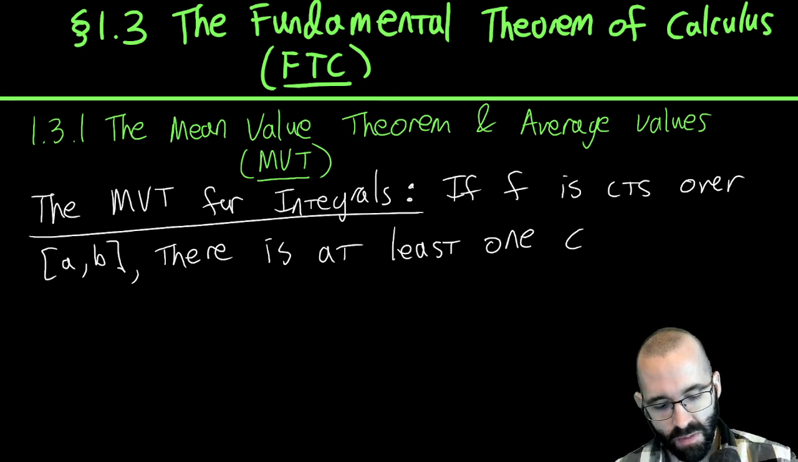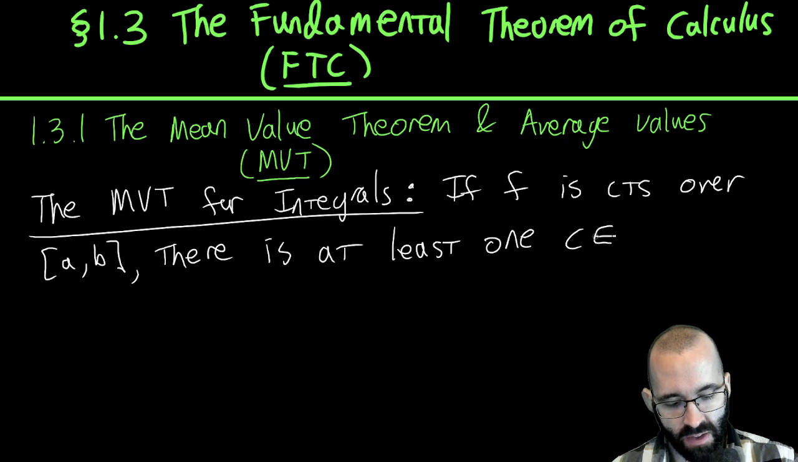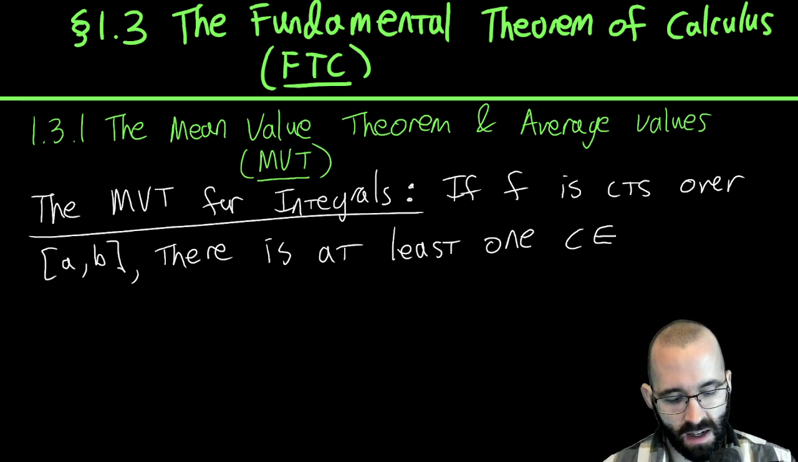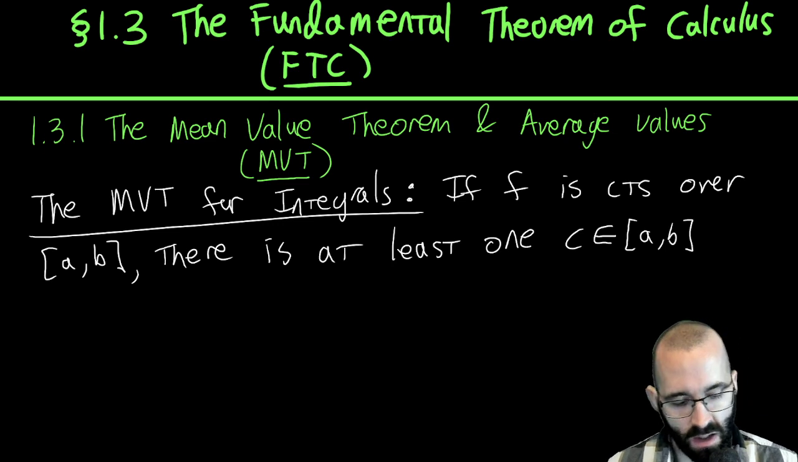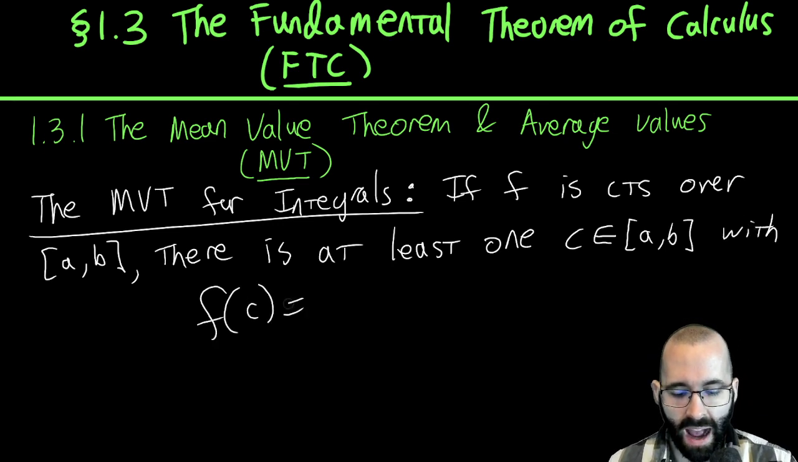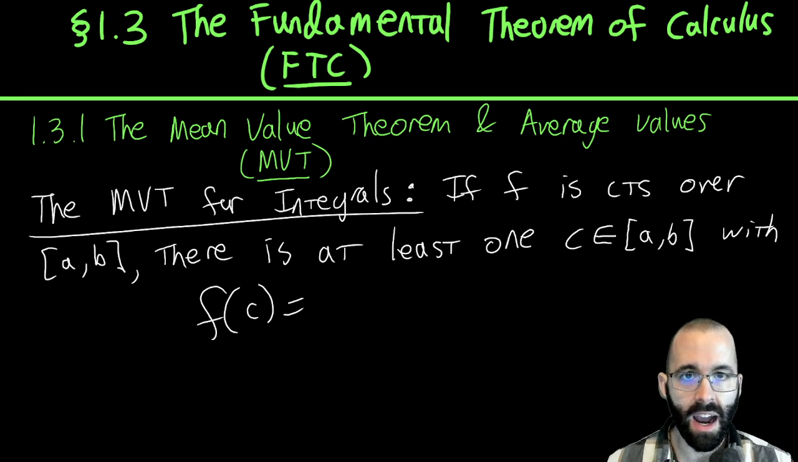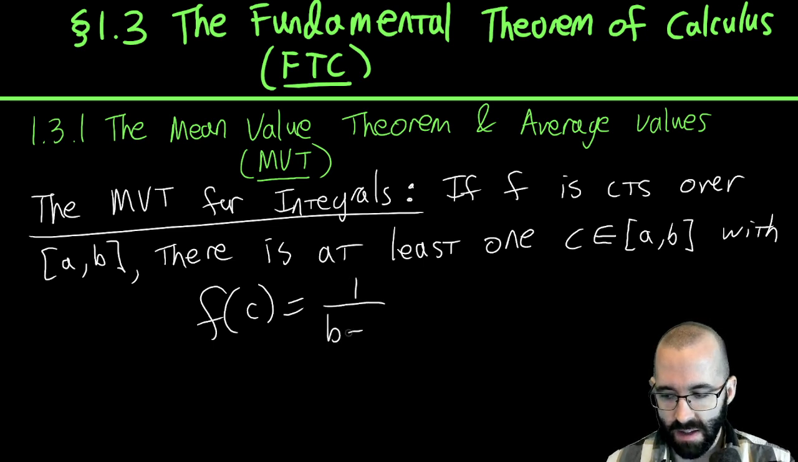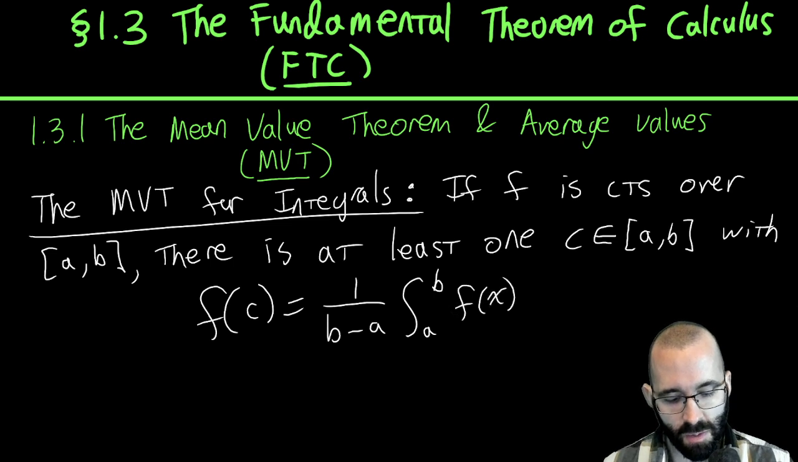We're going to use some shortcut notation. This is like an element sign. It kind of looks like a C with a middle bar, like a hybrid of a C and an E. There's a c in the interval from a to b with the function value at that c, so the height of the function at that input value c, and there's at least one of those c's, is equal to 1 over b minus a times the integral from a to b of f of x with respect to x.